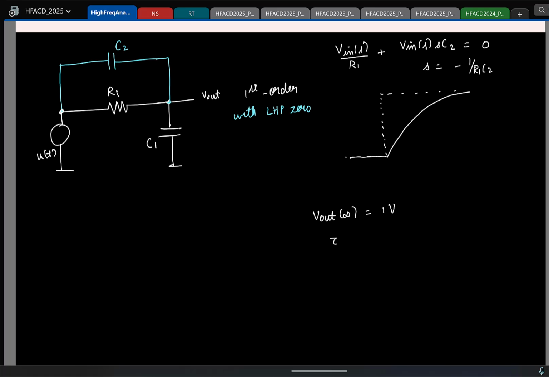And let's look at the time constant. What is the time constant here? Remember again, time constant is the same as finding poles. It's a characteristic of the system. So you zero the input, and the moment you zero the input, C1 and C2 are in parallel. So the capacitance is C1 plus C2 times R1. Done. So what is V out at 0 plus?